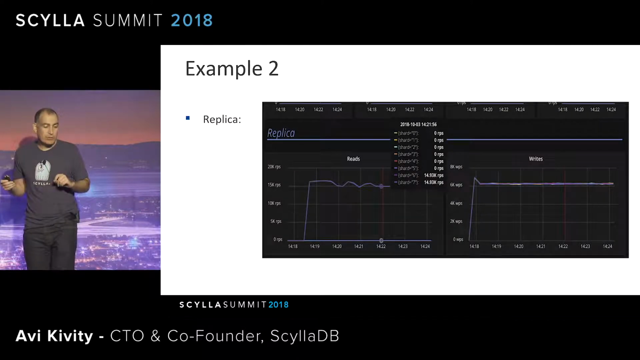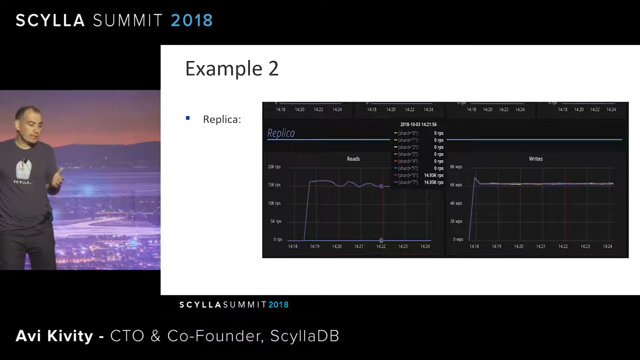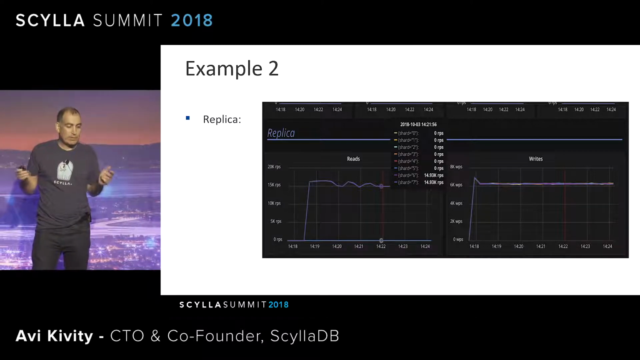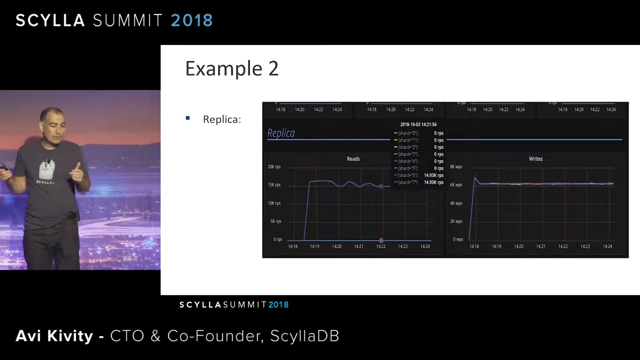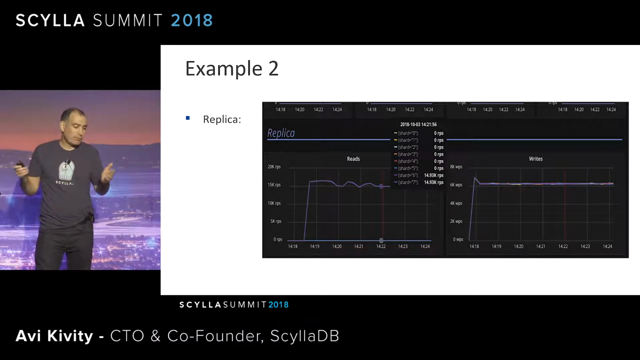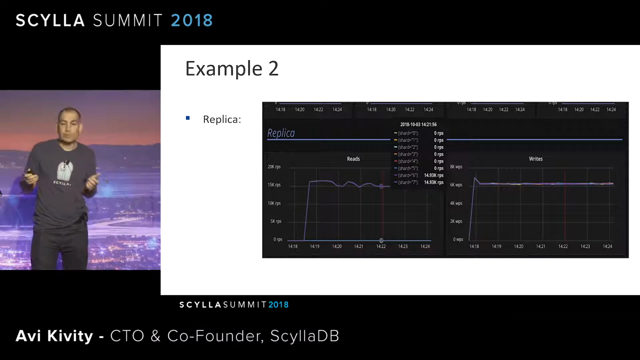Now we can switch to the replica, and here we see the number of reads and writes that are processed on a shard. And if we look at the writes first, we see that they are perfectly balanced. All of the CPUs process the same write rate. But if we look at the reads, we see that we have two shards that are processing large amounts of requests per second, and we have all of the rest idle and doing nothing.